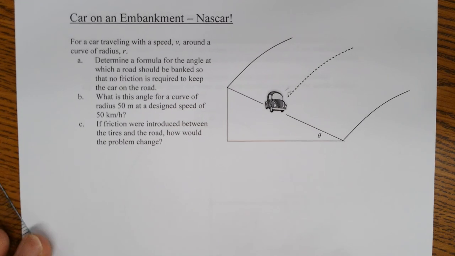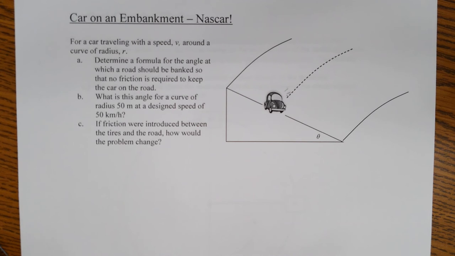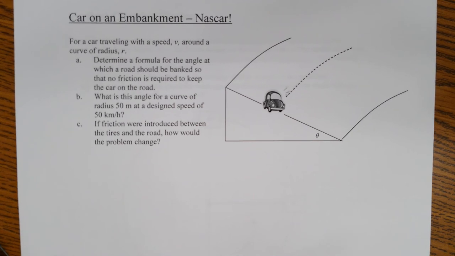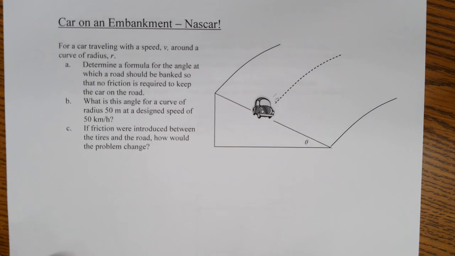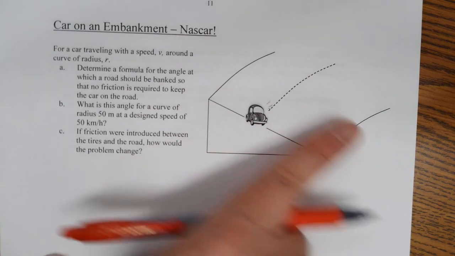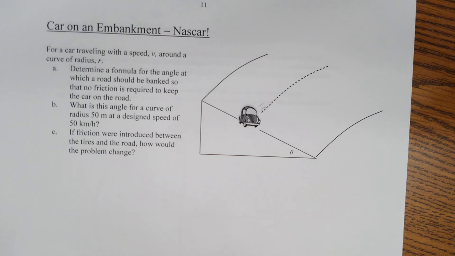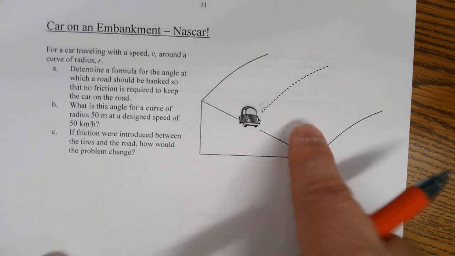NASCAR, right? If you ever watch NASCAR and see that turn they have, it's a nasty turn, right? So in order to compensate for that nasty turn, what they did was they actually banked the turn, right? When you bank the turn, you can actually go at pretty high speed very safely. Matter of fact, you know who invented this?